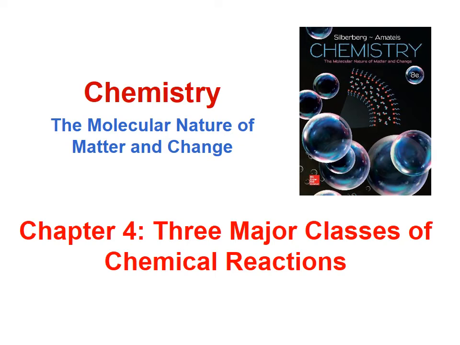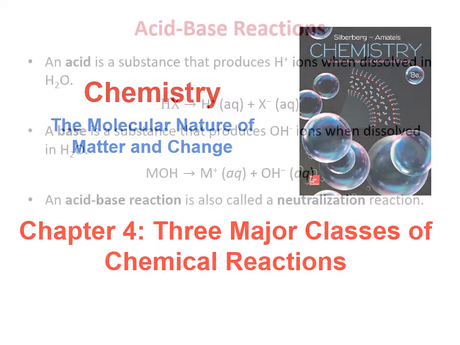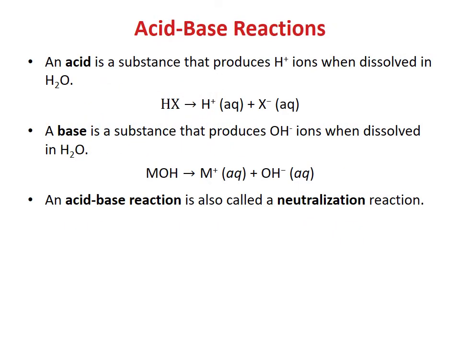Chapter 4. Three major classes of chemical reactions. So far, we discussed the precipitation reactions. In the following, we're going to talk about the acid-base reactions.